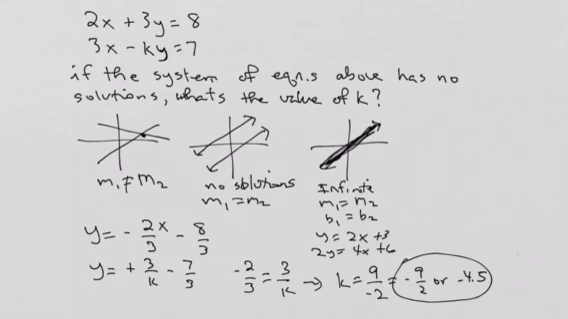But in any case, all we did there was we said we have to make the slopes equal, and we solved the two equations for y, which let us put them in y equals mx plus b form, and then we said this slope has to equal this slope.